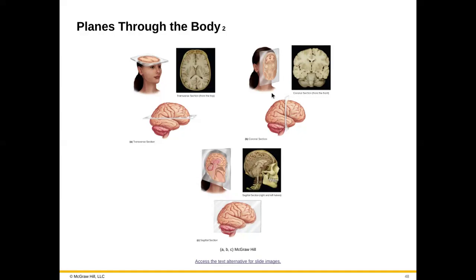Something I did not mention up here for the coronal plane, the way that I like to remember this is that coronal reminds me of crown or corona. So when you put a little crown on, it's going to separate. There's a little hand gesture I'll show you guys that will help you remember that the coronal plane separates between anterior and posterior portions.